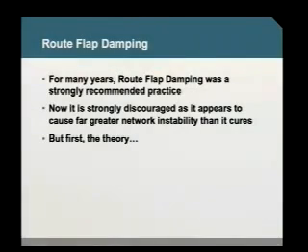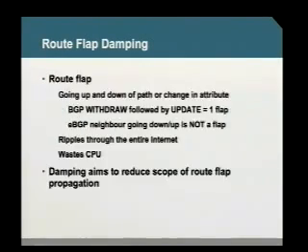So for many years, it was strongly recommended. I mean, Cisco documentation said it. I stood up on this stage and said things like that as well. You've got to use route flap damping because it's the best thing that ever happened for your network. I think the first BGP tutorial I did here said that. And ever since then, I've repented, because it actually seems to cause far greater network instability than it actually cures.